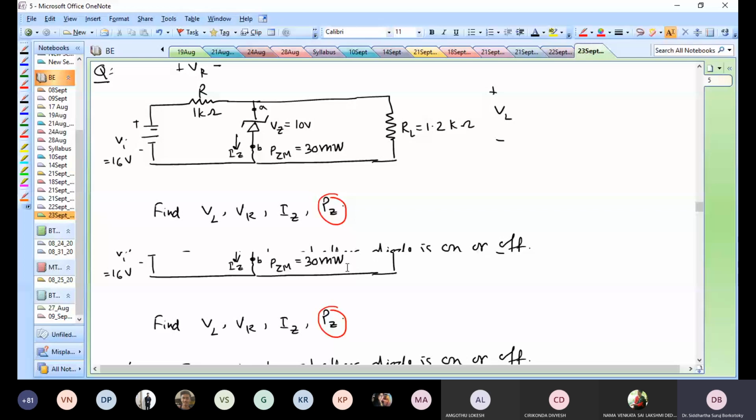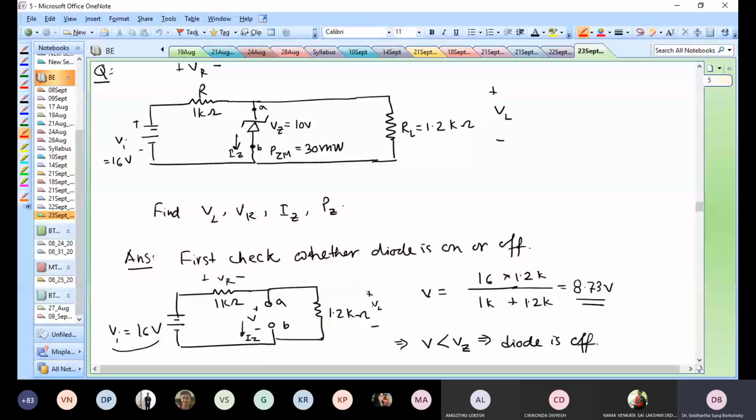What is power dissipated? There are many ways to find the power dissipation. The simplest way to do this is you take the voltage across the Zener diode, multiply that by the current flowing through the Zener diode, and that is the power. So we are asked to find these four parameters: VL, VR, IZ, PZ.